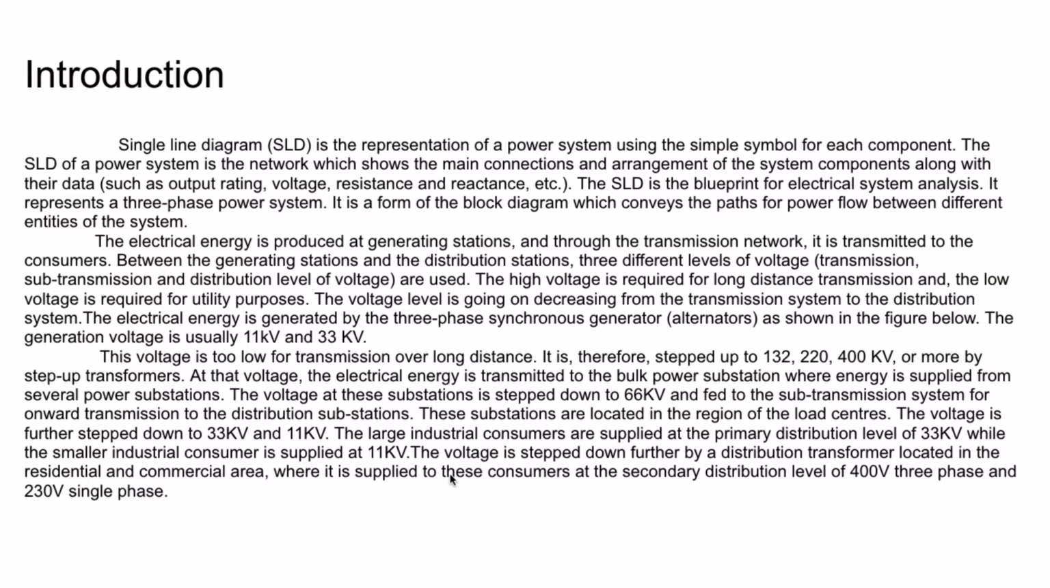The large industrial consumers are supplied at the primary distribution level of 33 kV, while the smaller industrial consumers are supplied at 11 kV. The voltage is stepped down further by the distribution transformer located in the residential and commercial area, where it is supplied to the consumer at the secondary distribution level of 400 V three-phase and 230 V single phase.